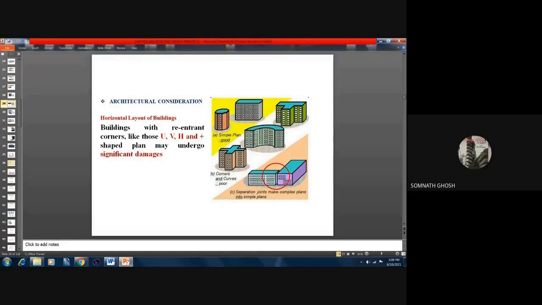And between the blocks, you can manage with different types of connections. You can provide water bars and other materials. And you will find that the seismic behavior of these two buildings will be better than if it is an L building. So this kind of separation helps you a lot.